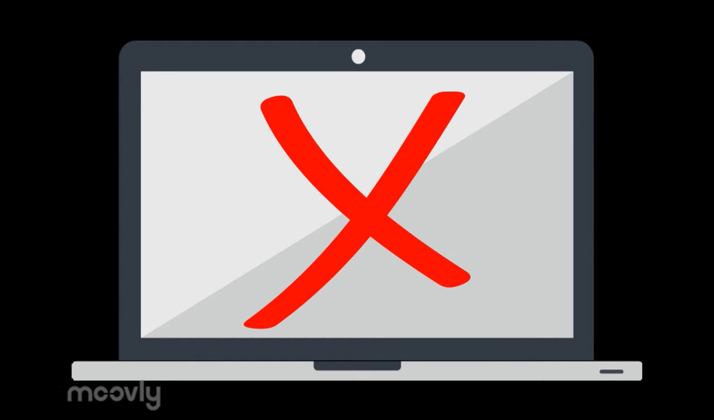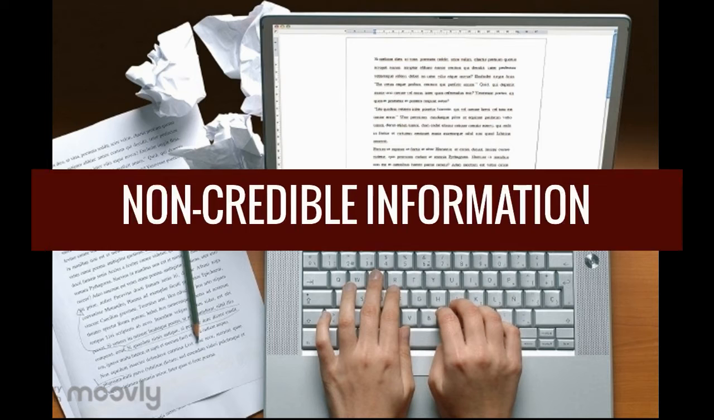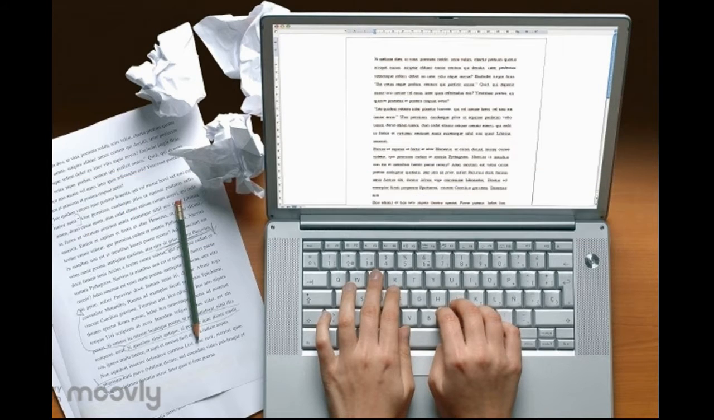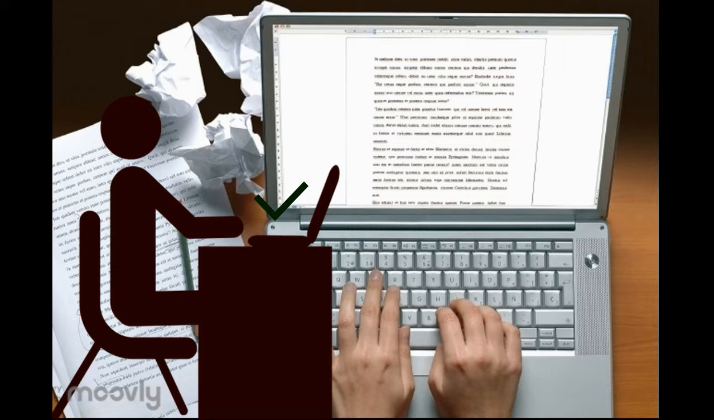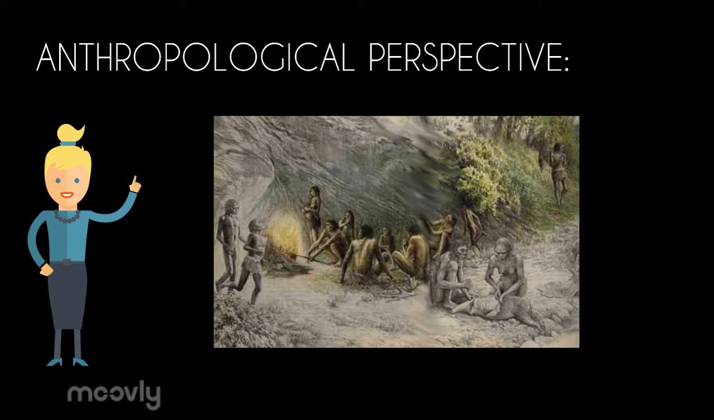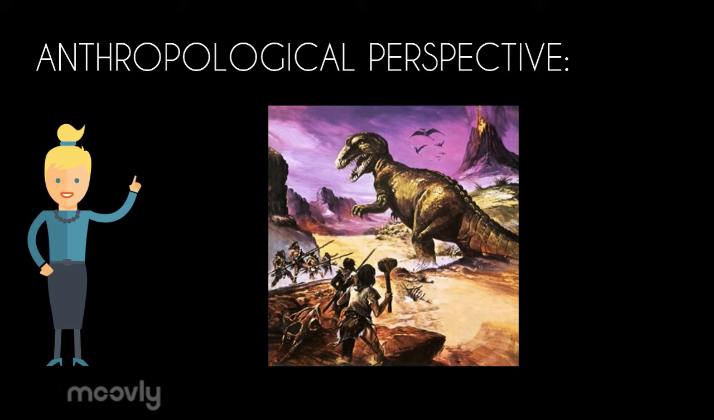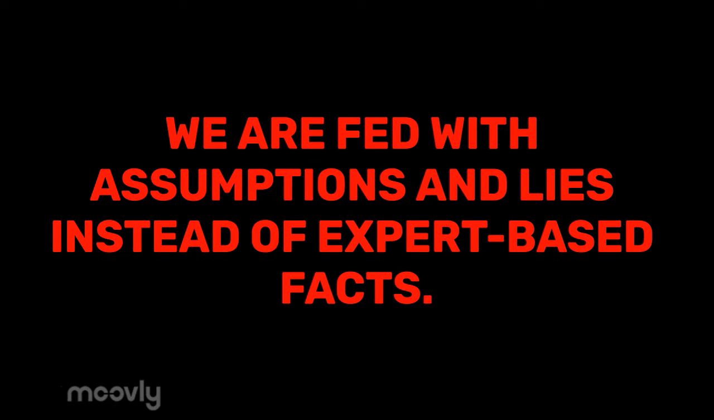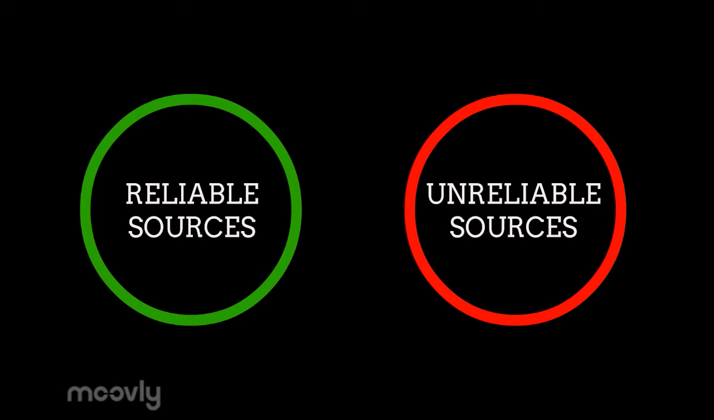The most common disadvantage is the use of unreliable sources. These days, the internet has been vulnerable to non-credible information. And since we live in a technology-based era, we tend to believe whatever is said online. In fact, anthropologically speaking, trusting our social circle, such as who we follow and who our friends are online, has served us well when our species tried to evade predators, which is why we easily trust what we see on our social media feed. As a result of all these, we are fed with assumptions and lies instead of expert-based facts, which is why it is imperative for us to know how to distinguish reliable sources from unreliable ones.